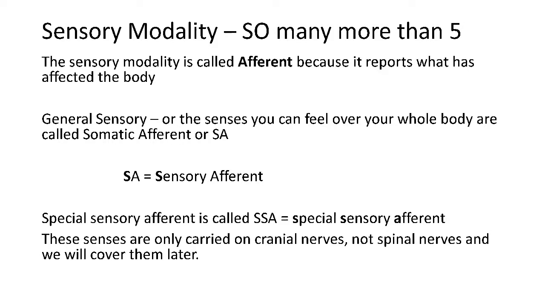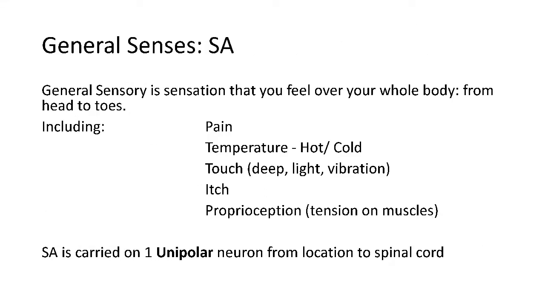We have something called general sensory, which are the senses you feel over your whole body. So they get called somatic afferent or sensory afferent. And then we also have special sensory, which is the special senses. Now, since special senses are only carried on cranial nerves, they're all in your head, not spinal nerves. We'll cover special sensory later. But let's talk about general senses for a moment.